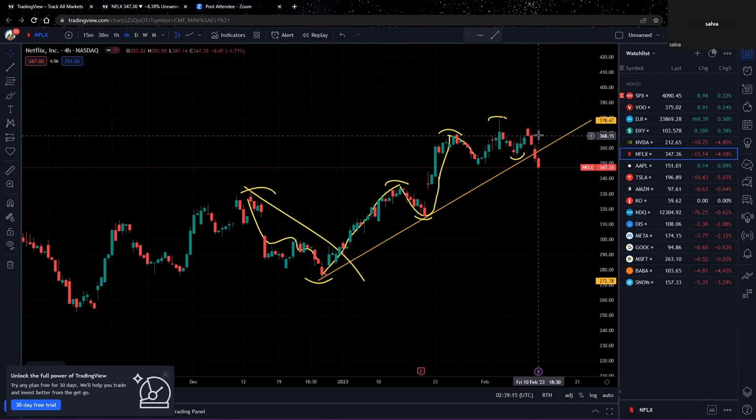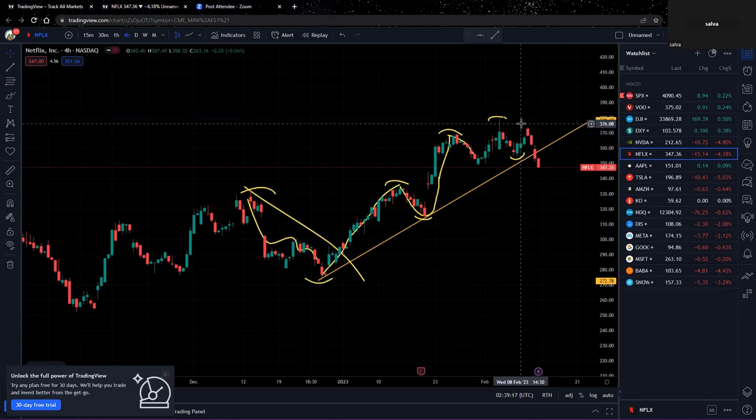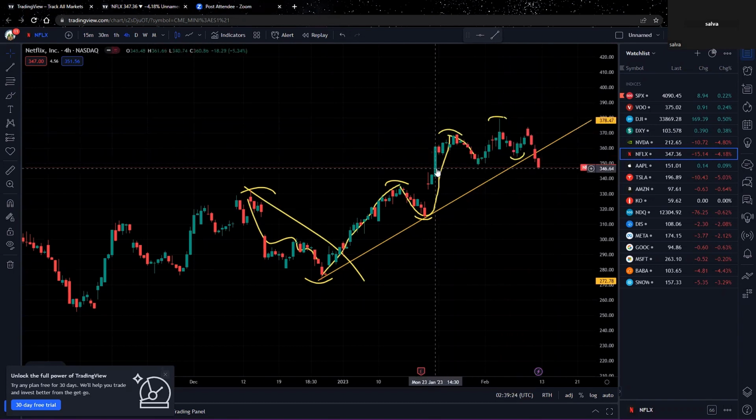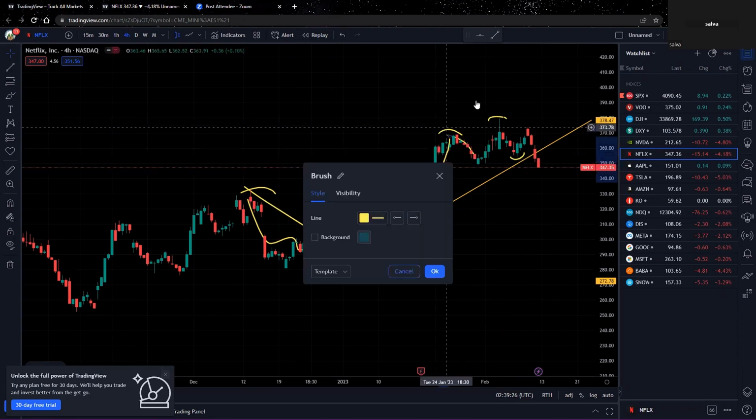So, we identified the uptrend, and right here, what happened? Oh, we broke the trend. All right, so I want you to draw it out for me, okay? Let me just erase it.